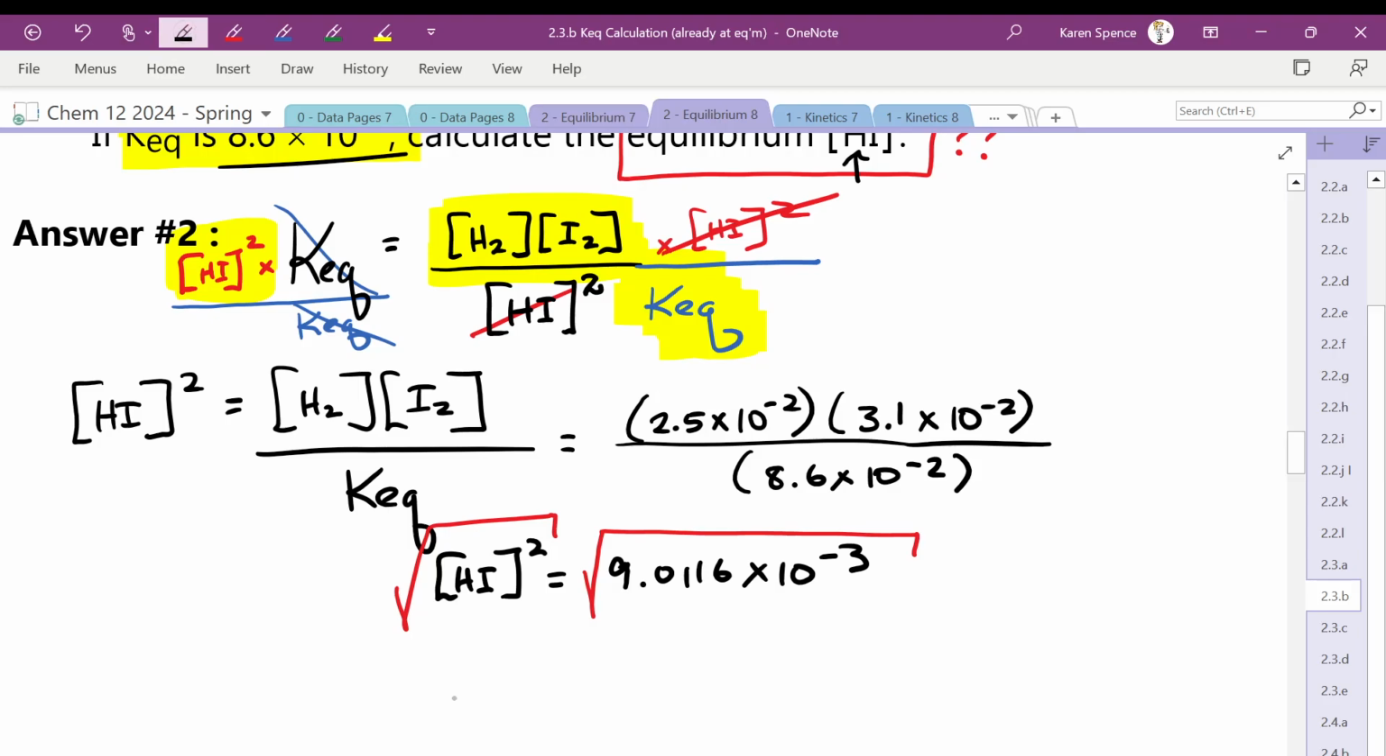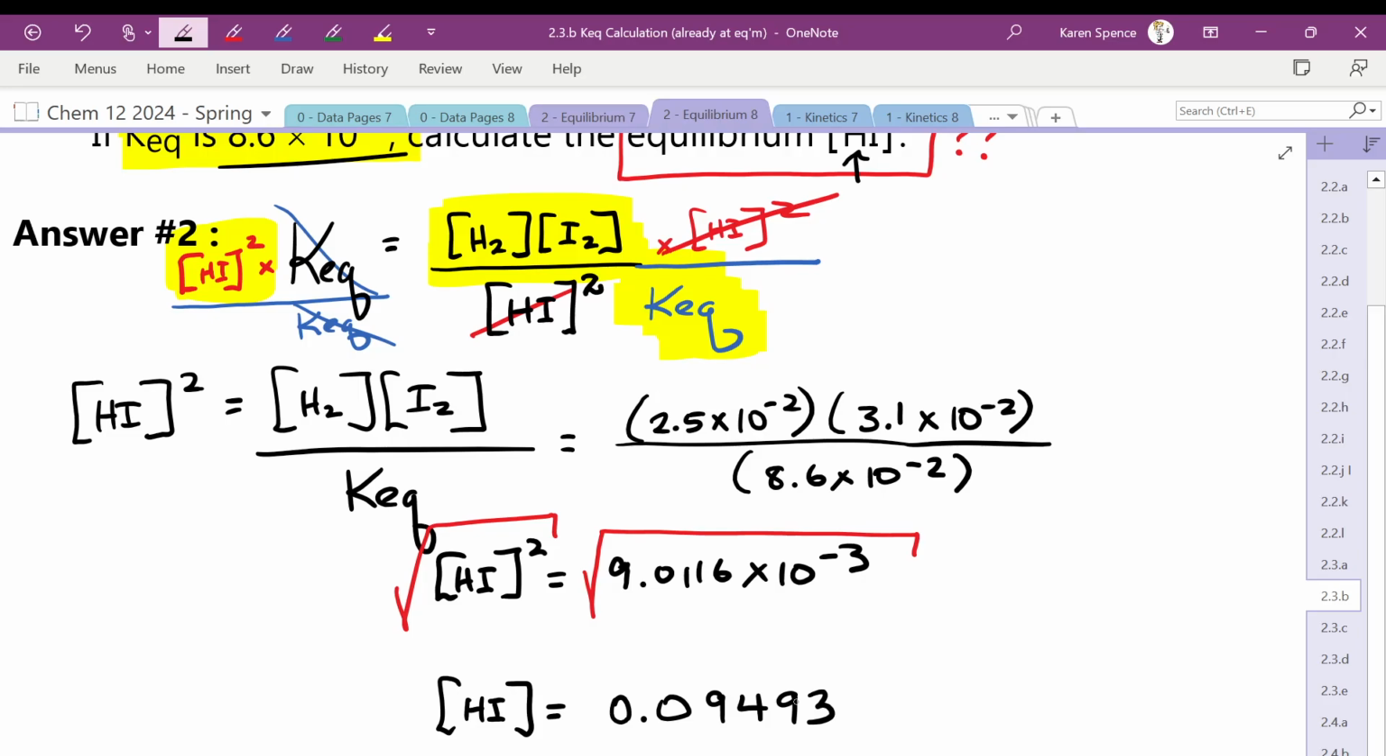So now we have concentration of HI is equal to, and we will take the square root of that number, and we get 0.09493. Yes.